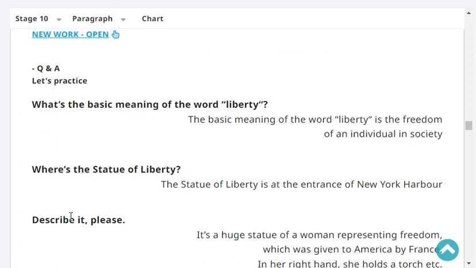What's the basic meaning of the word liberty? The basic meaning of the word liberty is freedom.